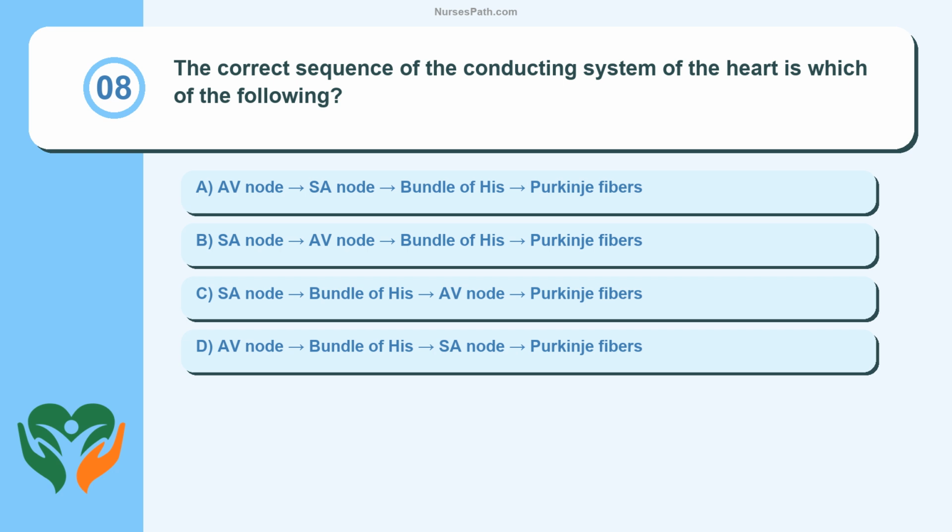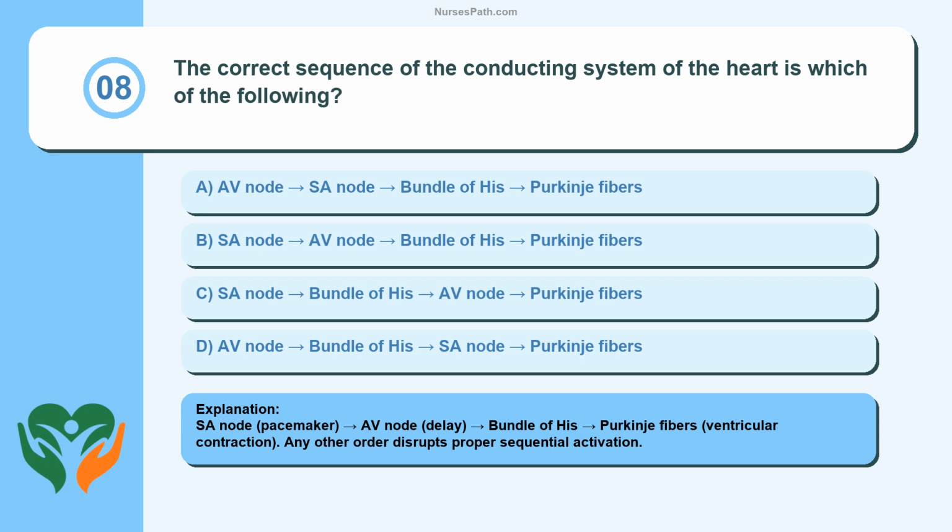Question 8. The correct sequence of the conducting system of the heart is which of the following? AV node, SA node, bundle of His, Purkinje fibers. SA node, AV node, bundle of His, Purkinje fibers. SA node, bundle of His, AV node, Purkinje fibers. AV node, bundle of His, SA node, Purkinje fibers. SA node, pacemaker, AV node, delay, bundle of His, Purkinje fibers, ventricular contraction. Any other order disrupts proper sequential activation.